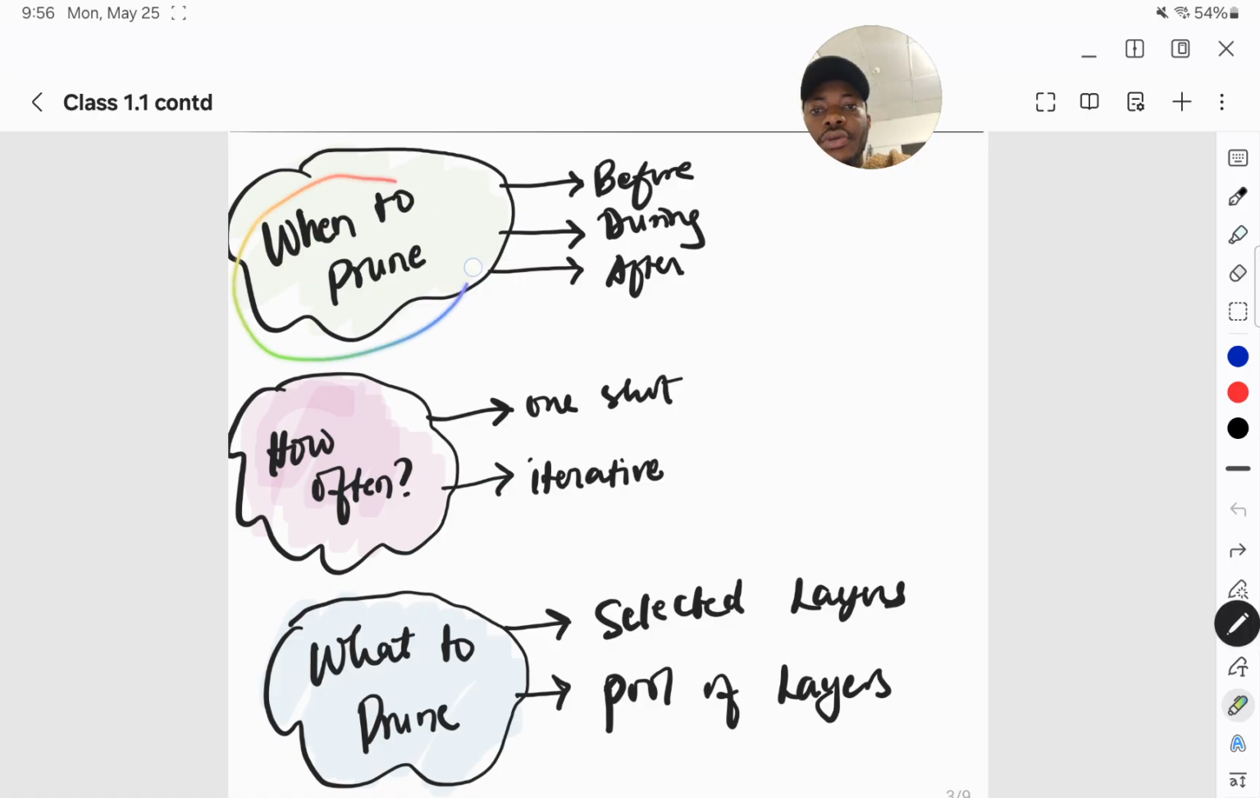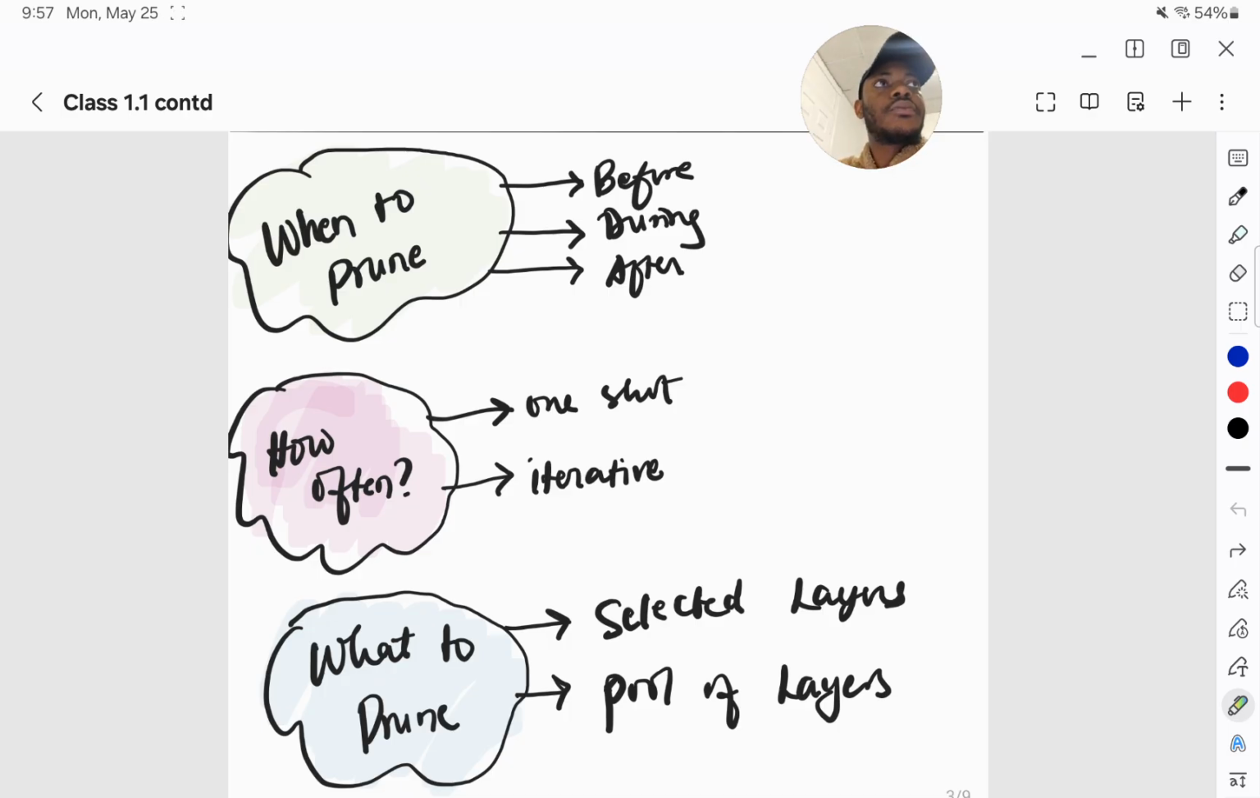So when do we prune, right? We can prune the model before training, before deployment, right? We can also prune the model during deployment, and we can also prune the model after deployment. So these are the exact times or case scenarios where we can prune our model.